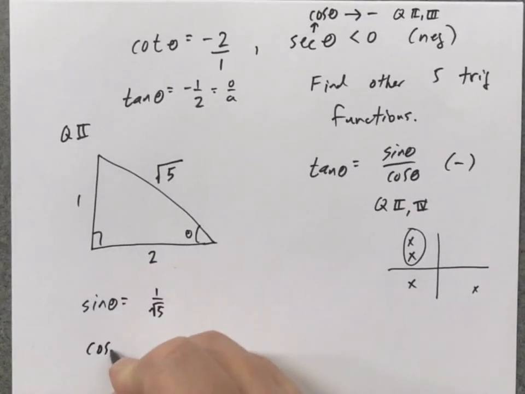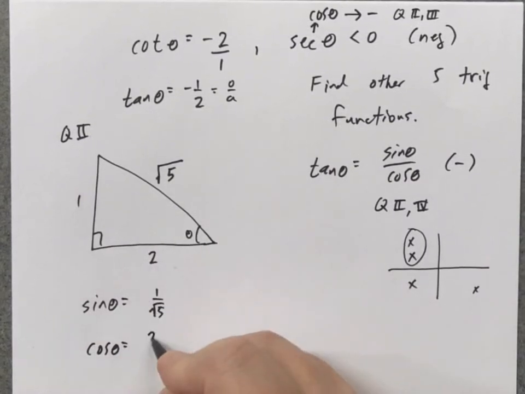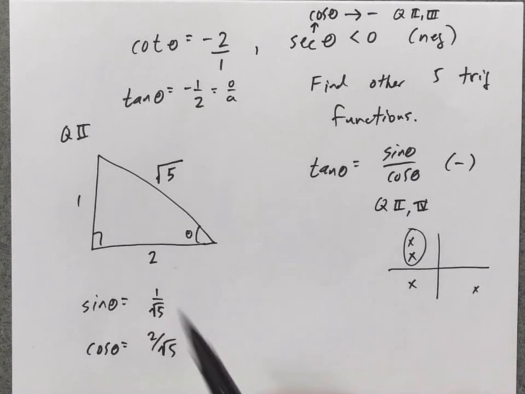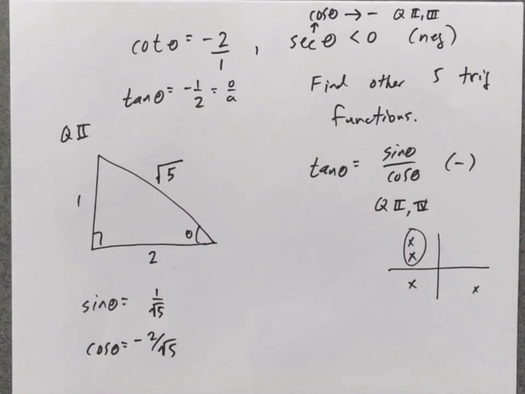How about the cosine of theta? So adjacent over hypotenuse. So there's the number. How about the plus or minus? In quadrant 2, what is the cosine? Cosine is just like x. What is x in quadrant 2? It's actually negative. So that means the cosine of theta is negative 2 over square root of 5.